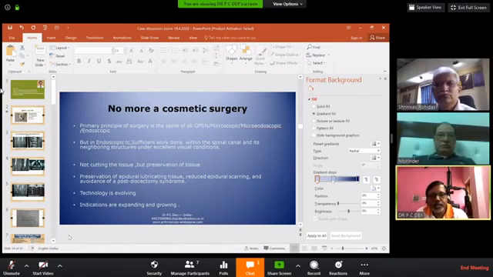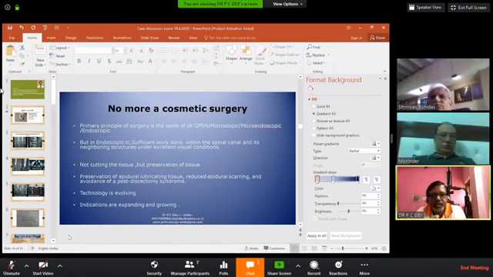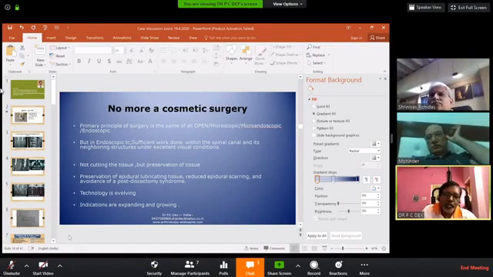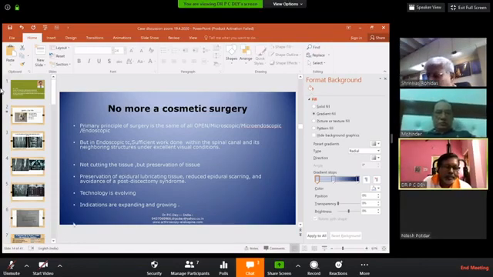Saver blade is also very good because we have a protection sheath in the back, and that will protect the dura and the nerve tissue. Then you can have this also.